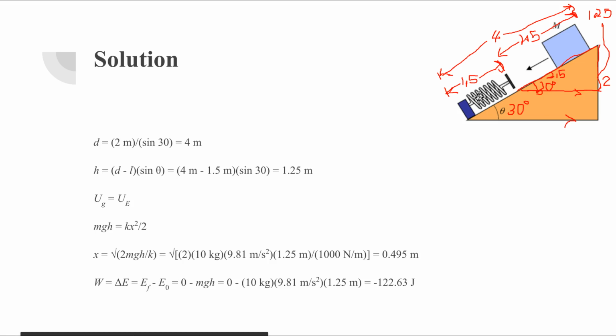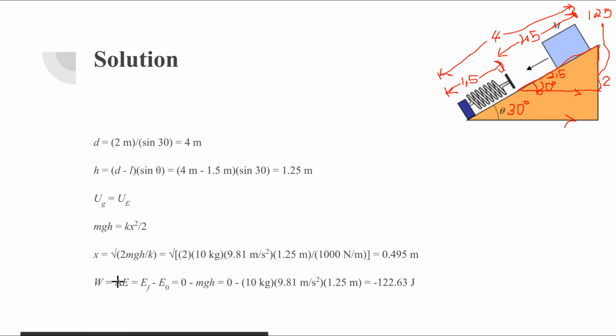So if you look at this, 2mgh over k, we substitute everything in and get about 0.495 meters, right? If you want to find the work, it's not easy when this force varies with the compression, so we can just invoke the work-energy theorem. Work equals the change in energy, so that's E_f minus E_0, where E_0 is the initial energy and E_f is the final energy.